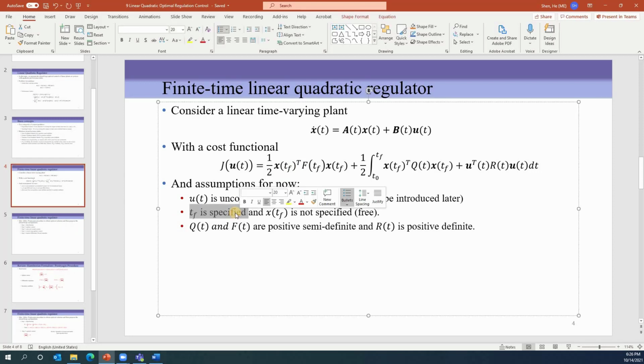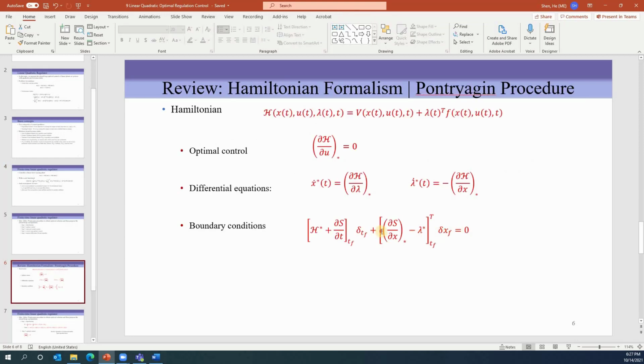Delta TF will be 0 in this case, so you do not care about the coefficient for delta TF. And XTF is free, so it means that you will have the boundary condition as this is equal to 0.